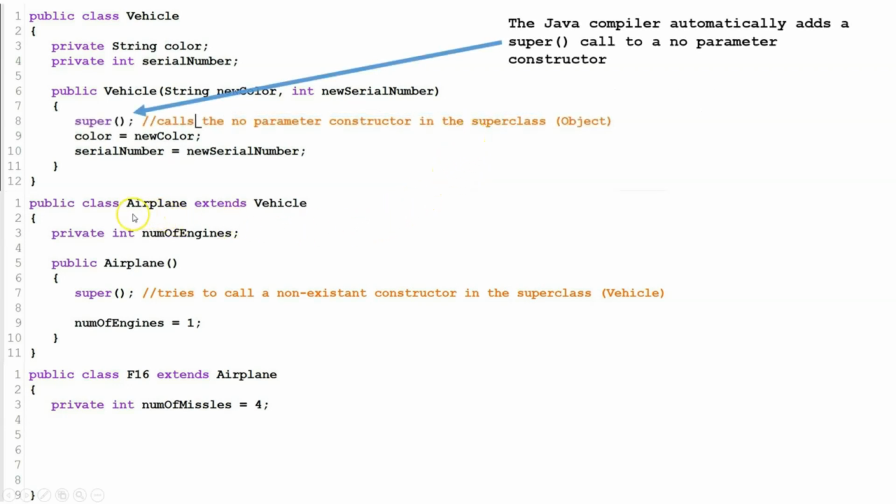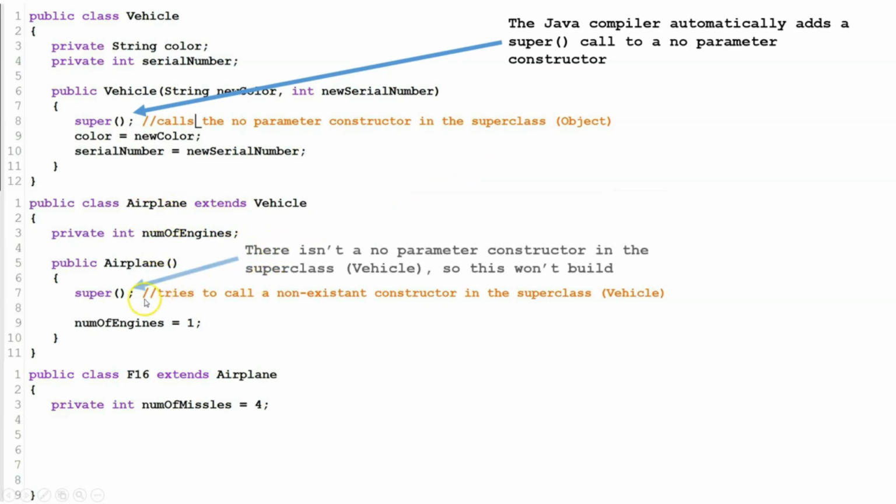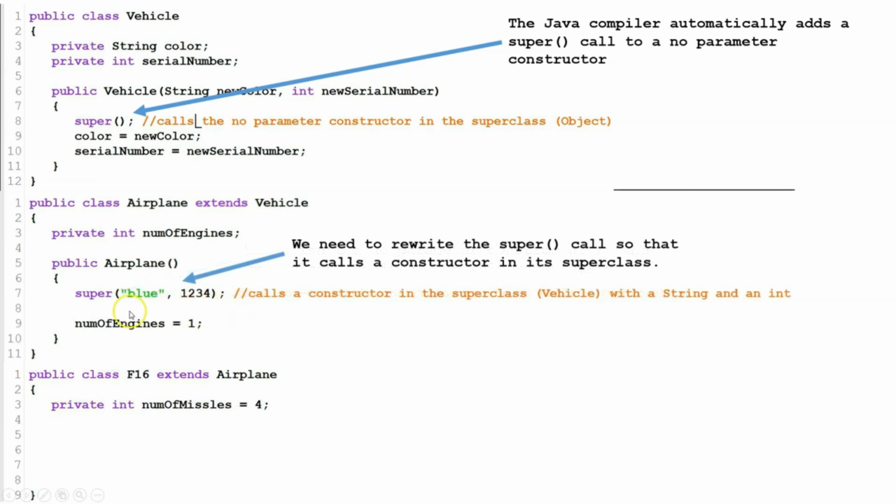Let's look at the airplane class and its constructor. This is going to cause problems. We have explicitly called a no-parameter constructor in the superclass, but as we can see, there is no no-parameter constructor in the superclass. We're going to have to change this and rewrite it. So now we've got a string and an int argument, which matches a constructor in the superclass that has a string and an int.